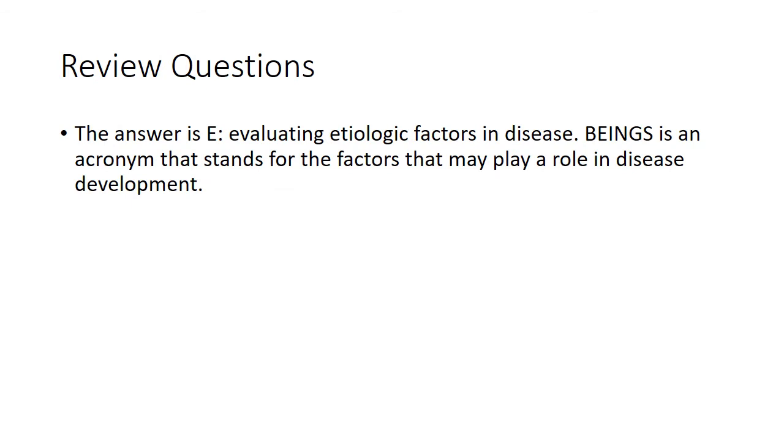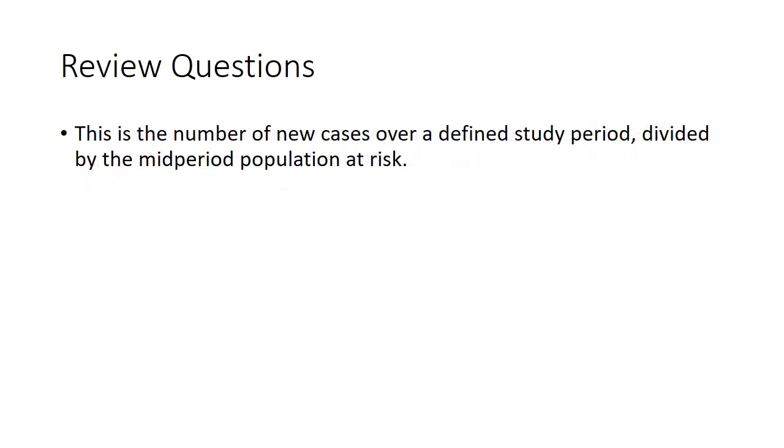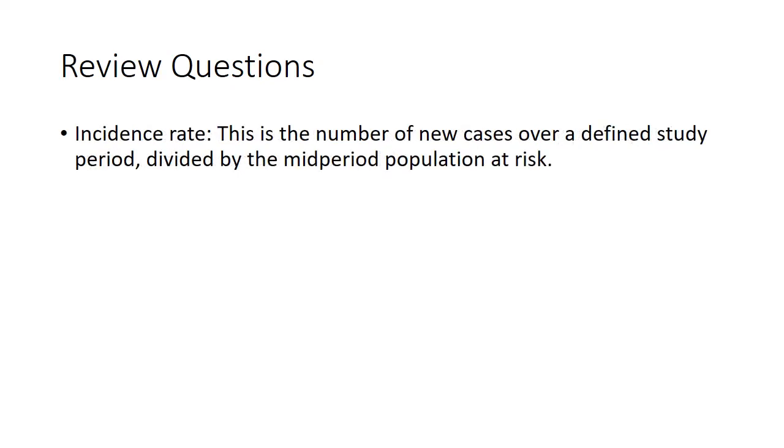Okay, so we kind of talked about that. So this is the number of new cases over a defined study period divided by the mid-period population at risk. What do you guys think? The incidence? This is actually the incidence rate. Fantastic, right? So again, this is the number of new cases that happen over that period of time. But how does a rate differ from a risk? What's the difference between those two?